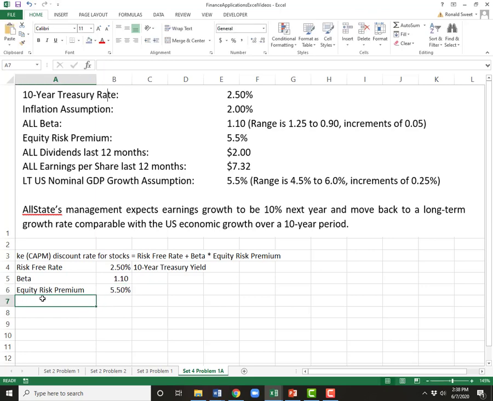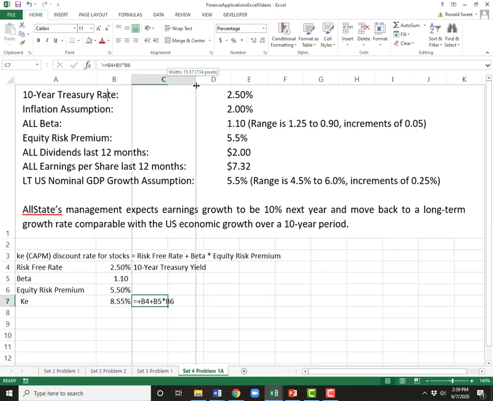And so all we have to do to get KE is take the risk-free rate plus beta times the market risk premium. So I'll put risk-free rate in row 4, beta in row 5, equity risk premium in row 6. And so I'll put my KE in row 7, and I'll give you the formula here over on the side so you can see it.